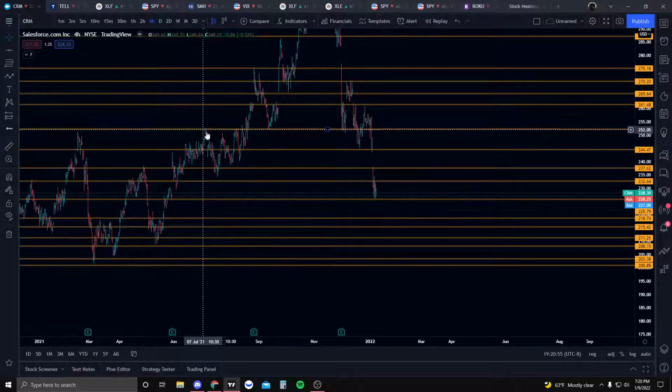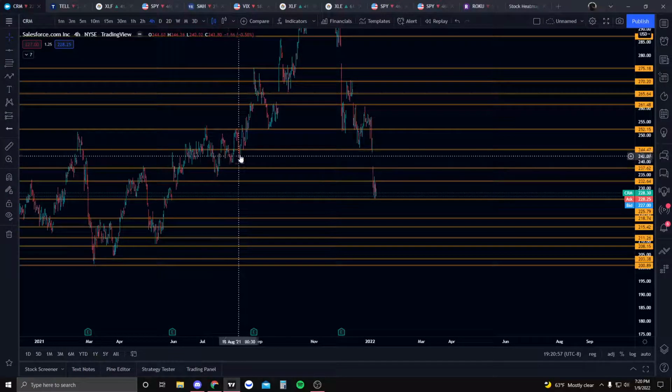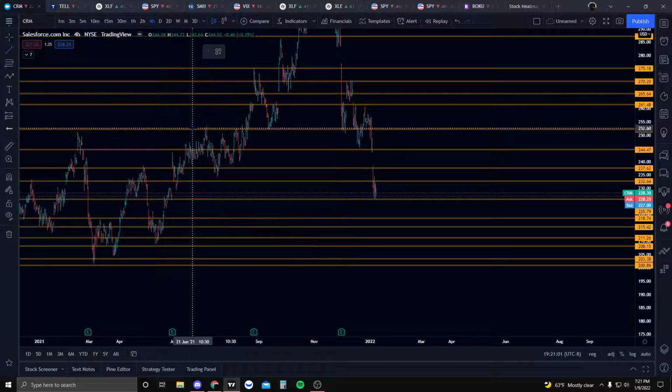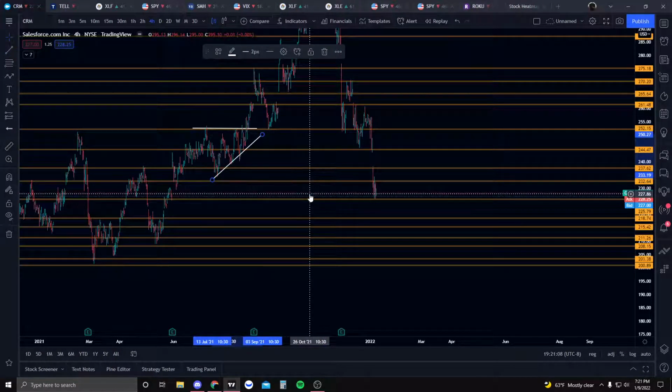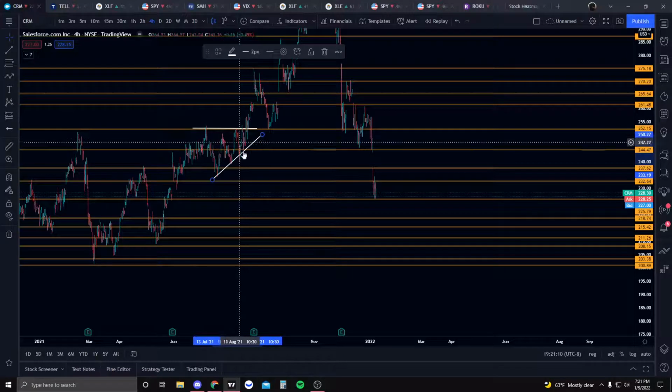Where price gets rejected here, but keeps making higher lows. An ascending triangle, right? You can easily see that it looks kind of like this, and price is doing this, and it's getting ready to break out because it keeps making higher lows.